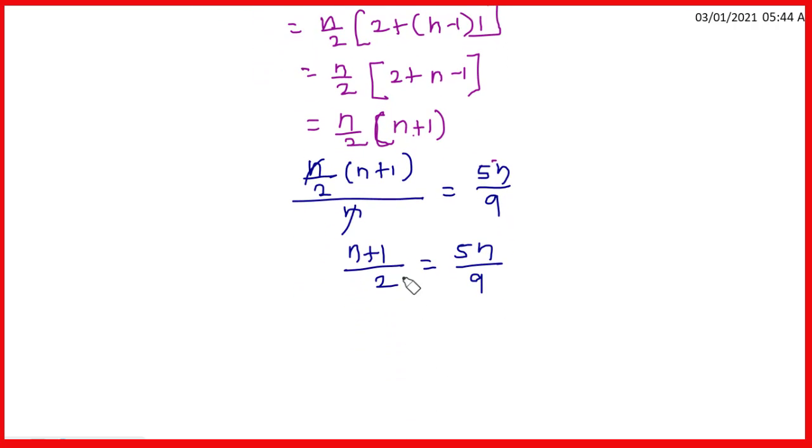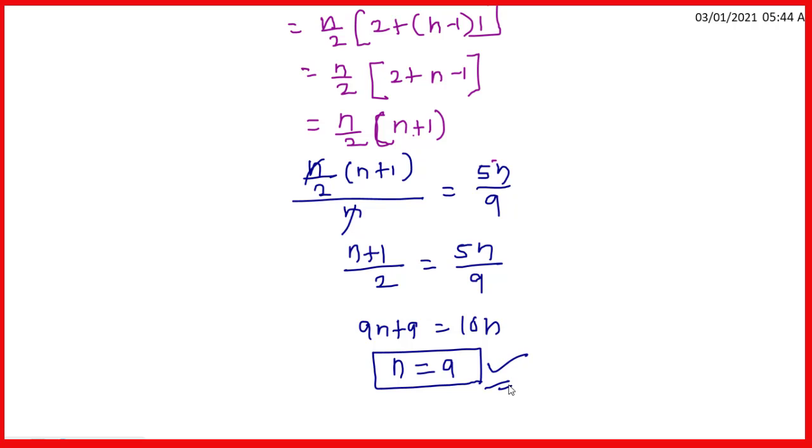क्रॉस मल्टीप्लाई करके आगे सॉल्व करेंगे तो हमें मिलेगा this will be 9n plus 9, that is equal to 5 2s are 10n. So take 9n to this side, 9n इधर लोगे तो 10n minus 9n, that will be n, and so n is equal to 9, और हमें n की वैल्यू मिल गई 9. So n is equal to 9 is the final answer.